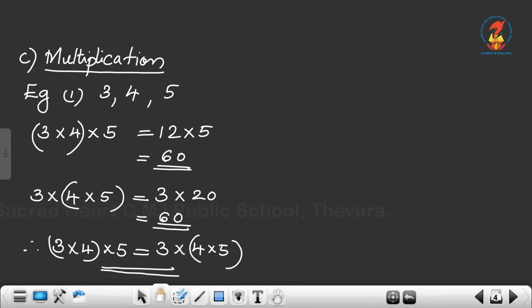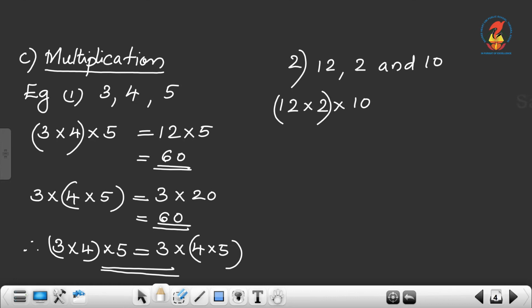We can consider one more example: 12, 2 and 10. Then 12 into 2 into 10. First, the first 2 whole numbers you have to consider, so we have to put the bracket there: (12 × 2) × 10. What is 12 into 2? 12 into 2 is equal to 24. So, 24 into 10 is equal to 240.